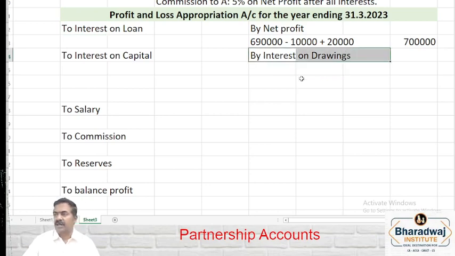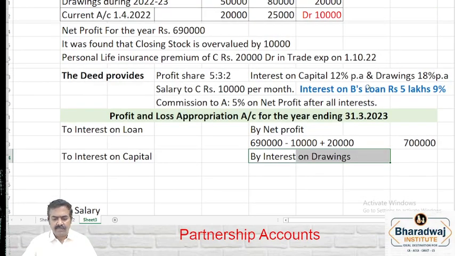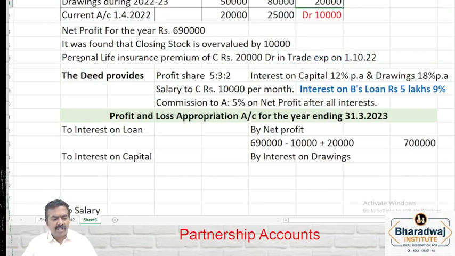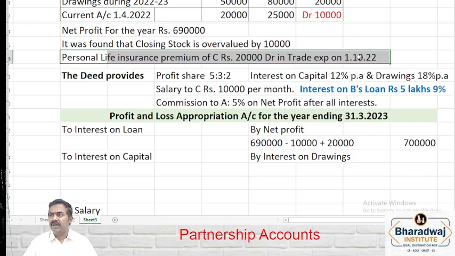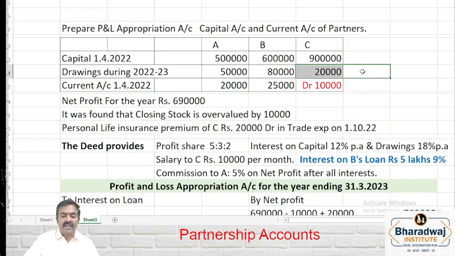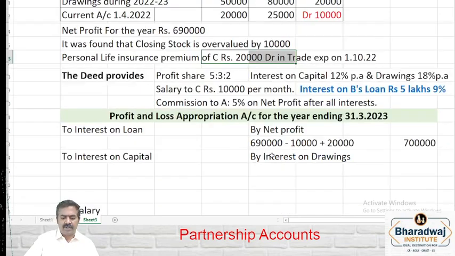Now, what is the interest on drawings given in the question? Drawings: 18% per annum interest will be charged. Look at the drawings given: 50,000, 80,000, 20,000. Wait. In that, one more drawing is there. Personal life insurance premium of C, how much? 20,000 debited to trade expenses. Already how much drawing is recorded? Already C has a drawing part, plus one more drawing, a personal expense. So what is the total drawings of C? 20 plus 20, it will be 40,000.